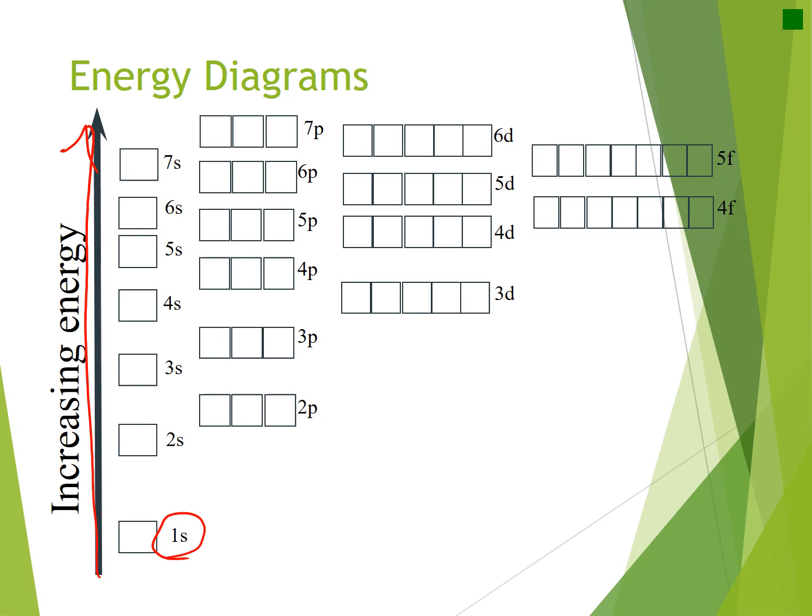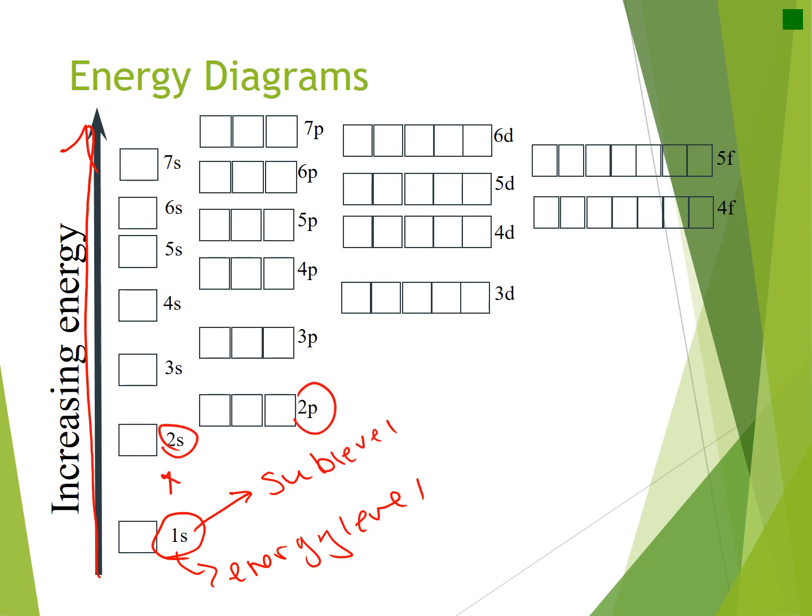So 1S, 1 represents the energy level. S represents the sublevel, okay? And as you work your way up, you're getting more and more energy. As you notice, you actually go from 3P, so that's the 3rd energy level, up to the 4S, which is the 4th energy level with a spherical shape.